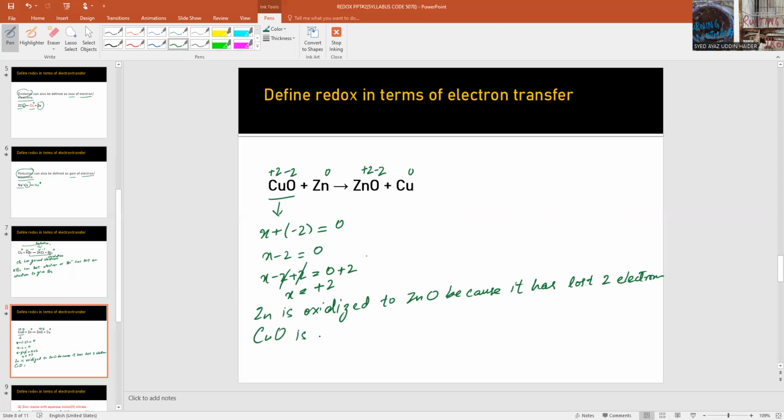CuO is reduced to Cu because it has gained 2 electrons.